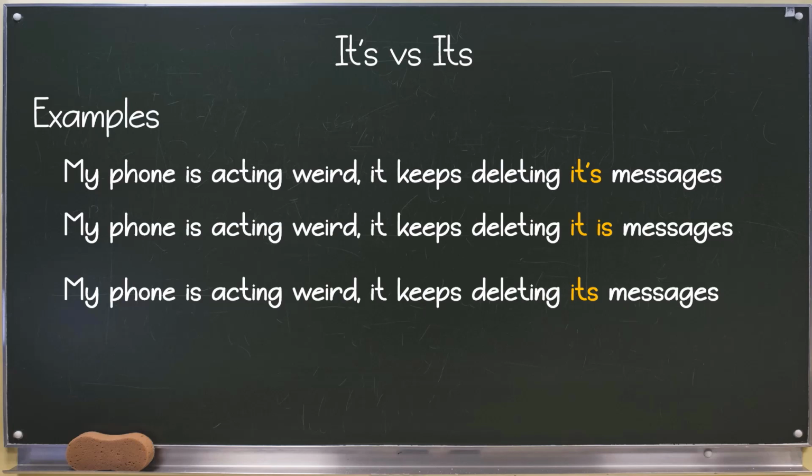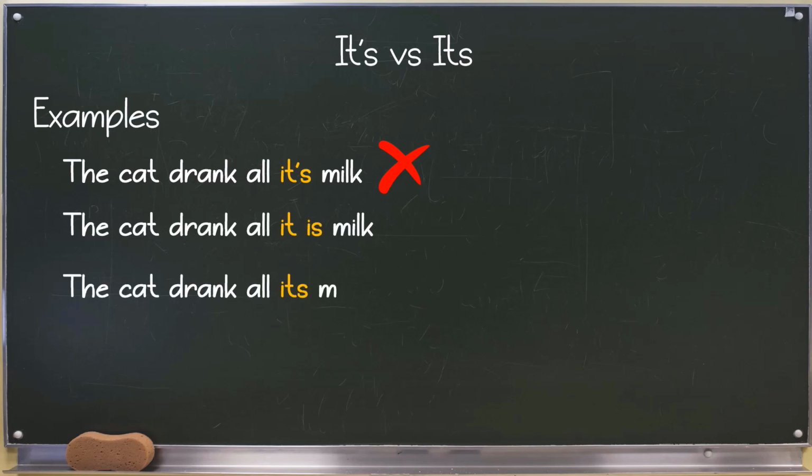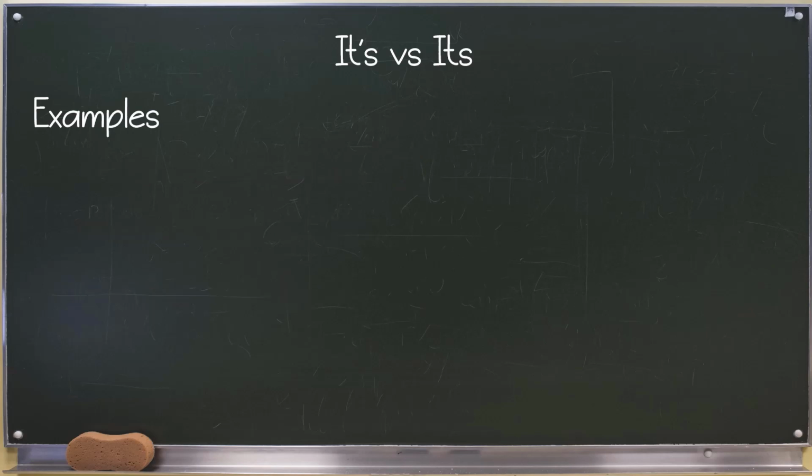Another example, the cat drank all it's milk. Again, this sentence is incorrect because the cat cannot drink "it is" milk. The correct sentence should read, the cat drank all its milk, without an apostrophe.